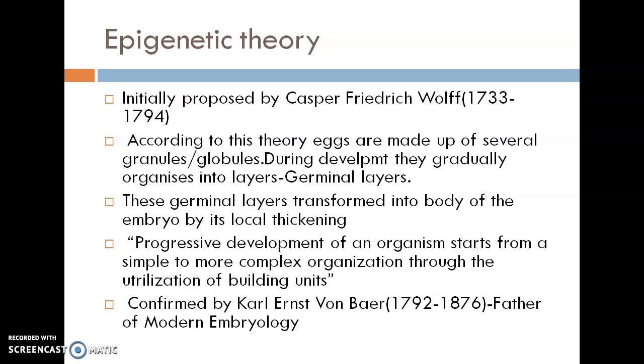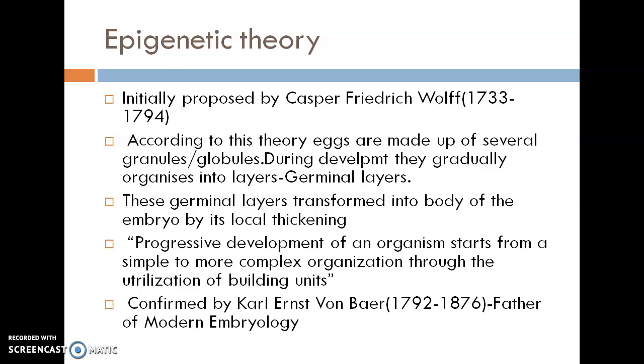Then comes another theory called the epigenetic theory. It was initially proposed by Caspar Friedrich Wolff, who lived from 1733 to 1794. According to this theory, eggs are made up of several granules or globules. During development, they gradually organize into layers, called germinal layers. These germinal layers are transformed into the body of the embryo by local thickening.